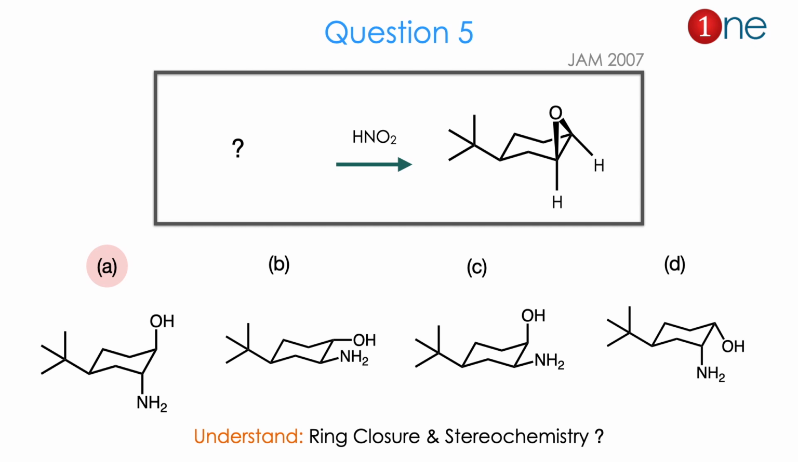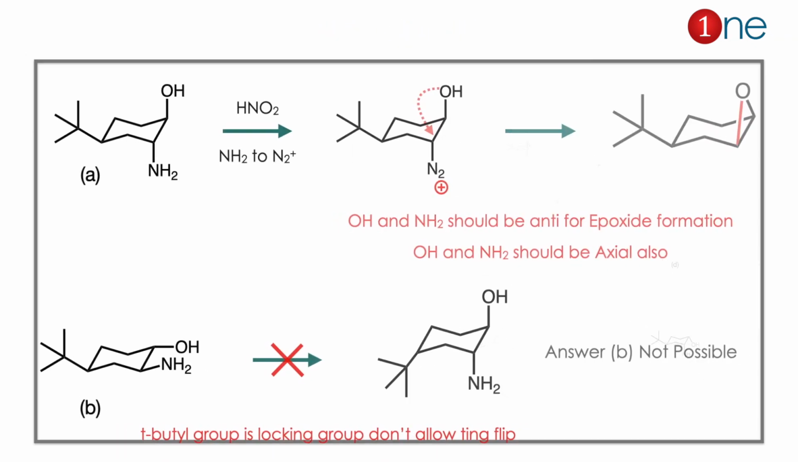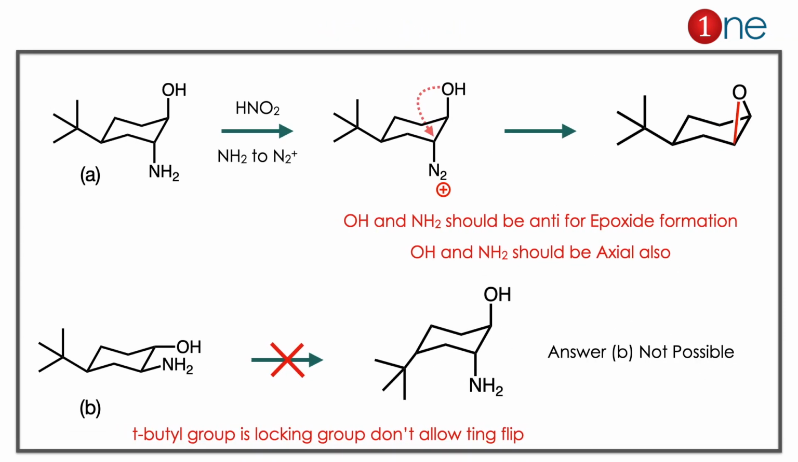Let us see how. The starting material you have is an alcohol and amine, and you are using nitrous acid. Nitrous acid converts NH2 into N2 plus. It's a kind of diazotization. N2 plus is there, OH is there. So what really happens is the OH assists the N2 to leave, and it forms an epoxide. Since OH is above, the epoxide is also above the plane. So the product is clearly A.